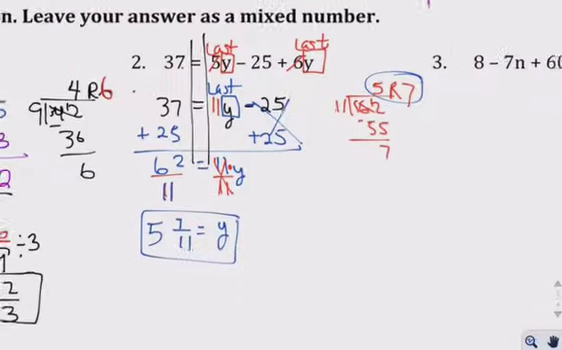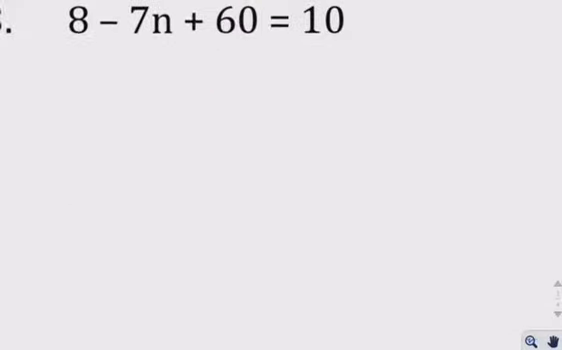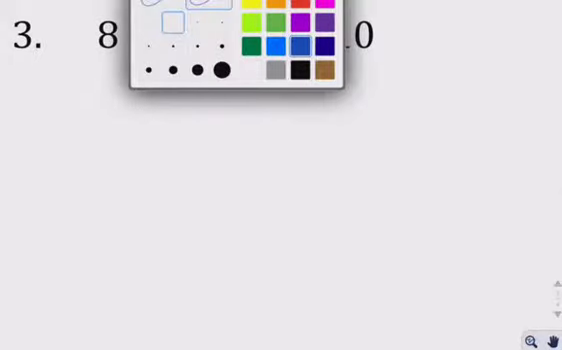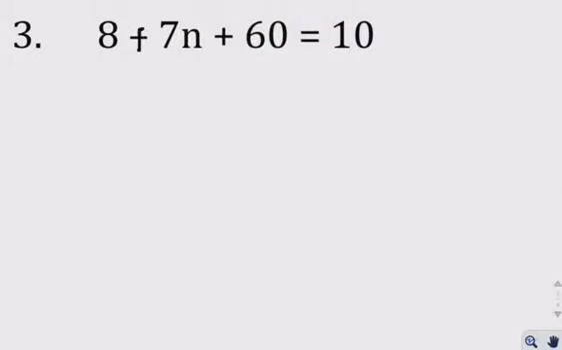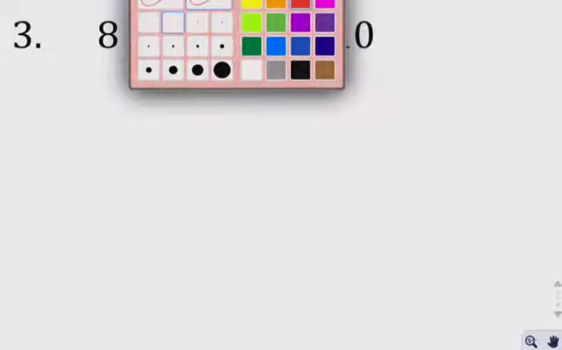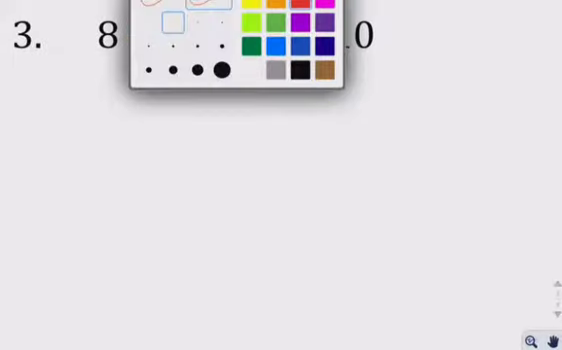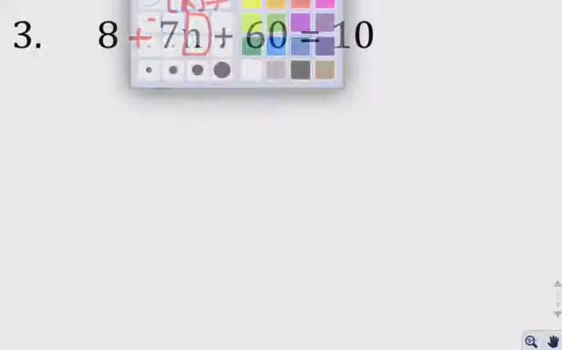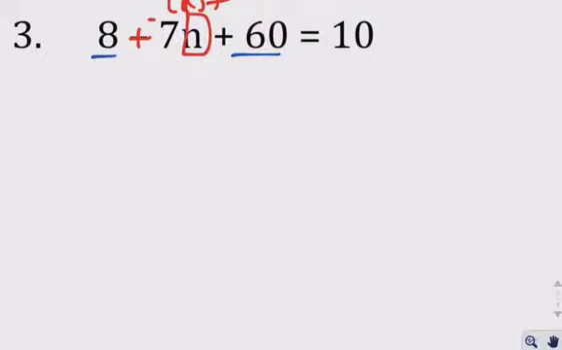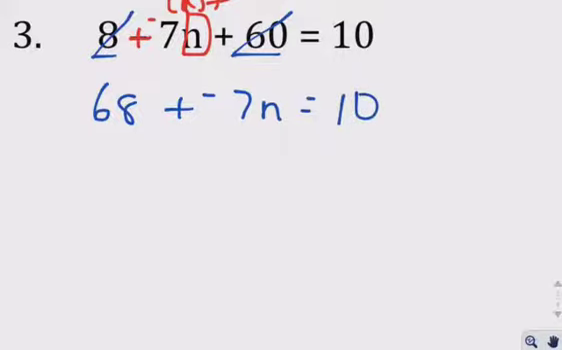Okay? Number 3, additive inverse plus a negative. Okay, now this is last right here. We got 1 last, but hey, we got 2 first. We need to combine the first. 60 plus 8 is 68, plus a negative 7n equals 10.